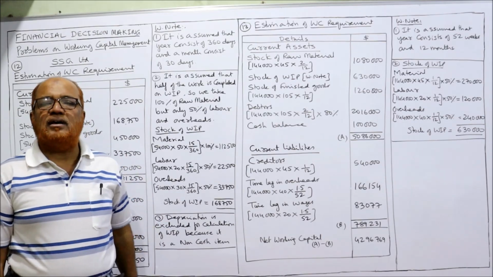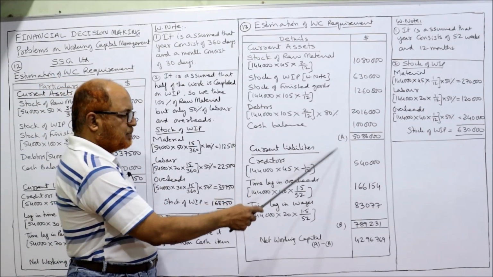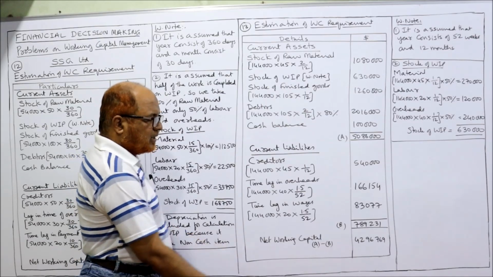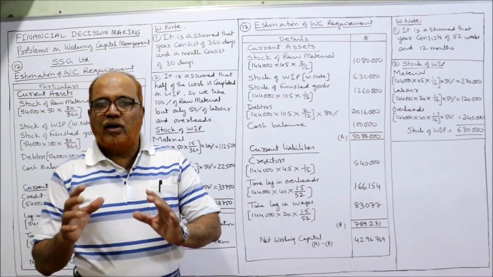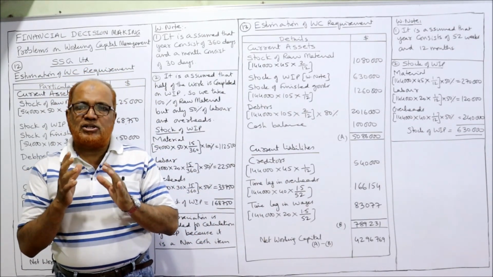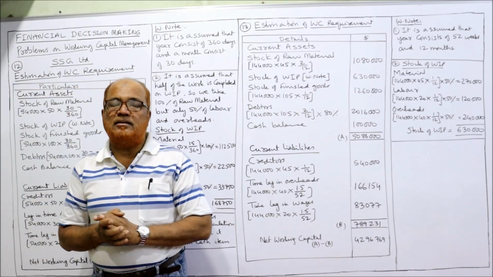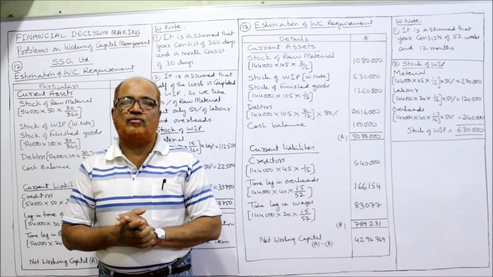And net working capital means current assets minus current liabilities, A minus B. You will get 42,96,769. That's all. So in this problem, I have completed two solutions, that is 12th and 13th. We'll continue the next problem in the next video.